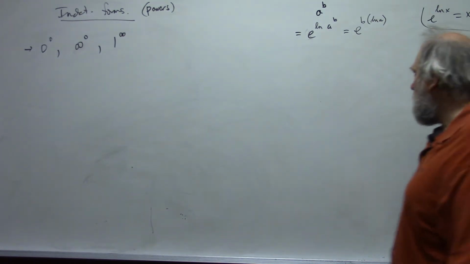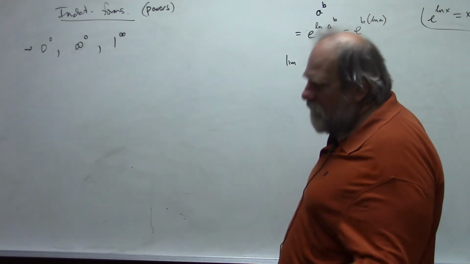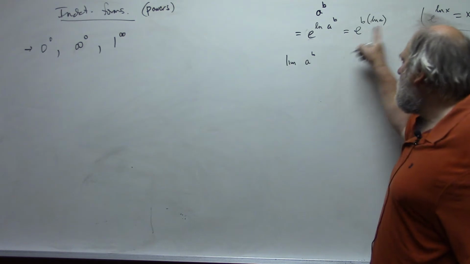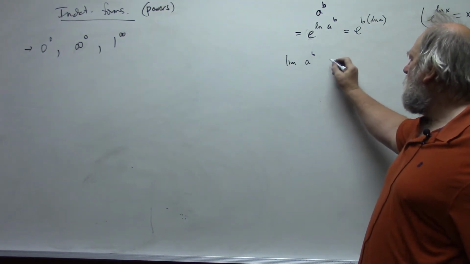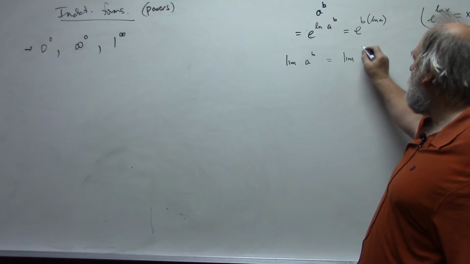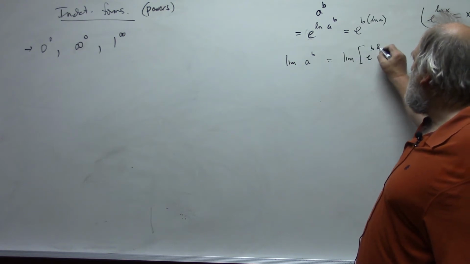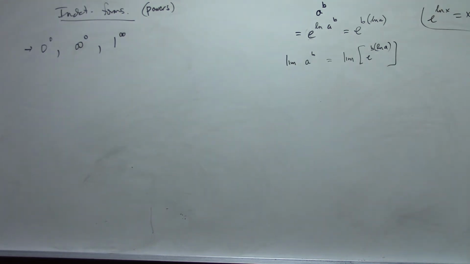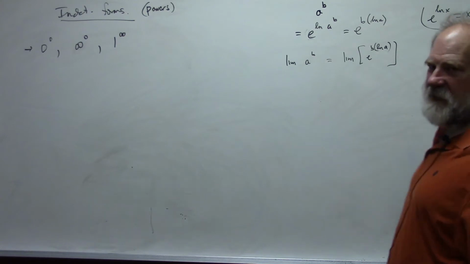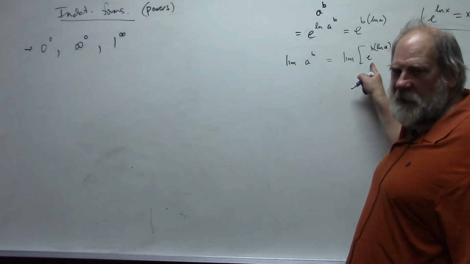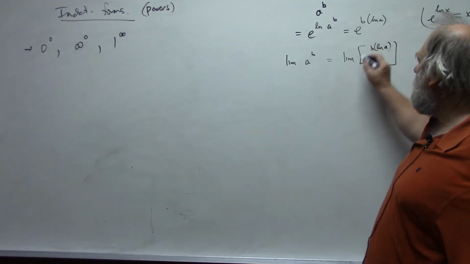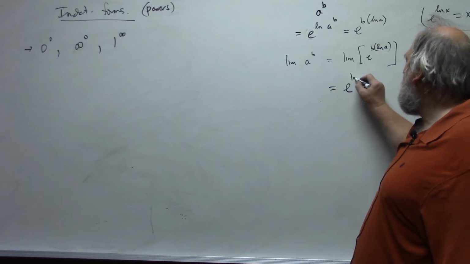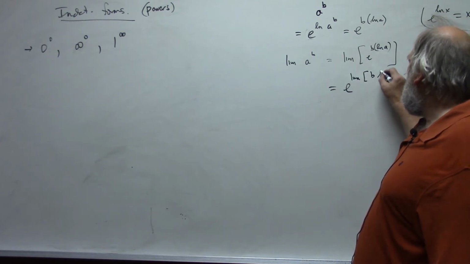So therefore, if I start off with the limit, whatever it might be as we're approaching, of the form a to the b, then using the algebra that I outlined, this is the same as the limit of e to the b times the natural log of a. Now, based on what we had at the beginning of the semester with limit laws, since the exponential function is continuous, this limit can actually be moved inside that composition, and this is e to the limit of b times the natural log of a.